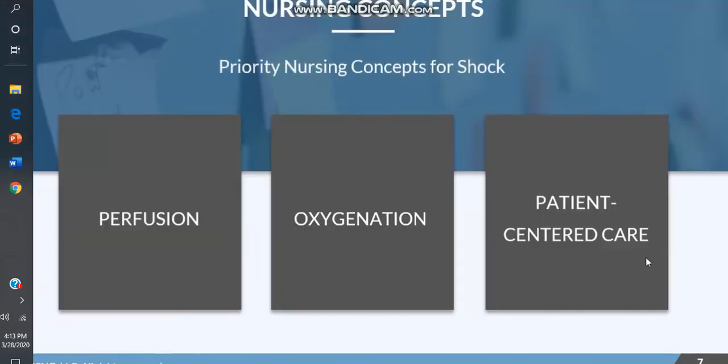For today, we really focused our nursing concepts on perfusion and oxygenation because that's really what shock is about. And we do this by supporting our patients through patient-centered care and by managing those pressures and the infection or whatever their primary cause is.